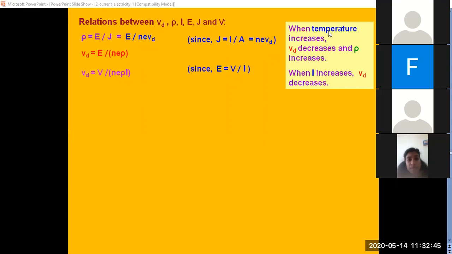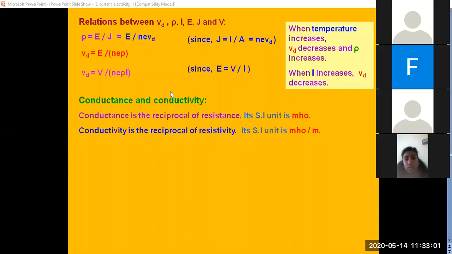When temperature increases, drift velocity will decrease and resistivity will increase. In the same way, if current is increasing, your potential or your drift velocity will decrease. This is in relation to whether they are directly proportional or inversely proportional. So we finish with resistance.